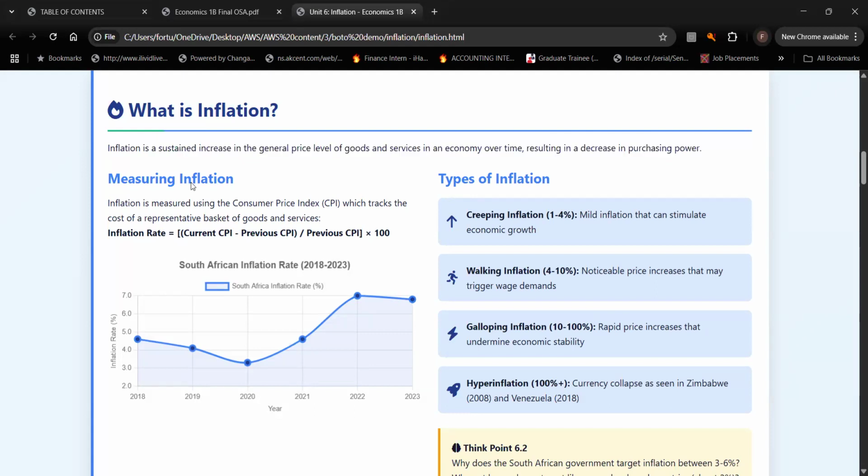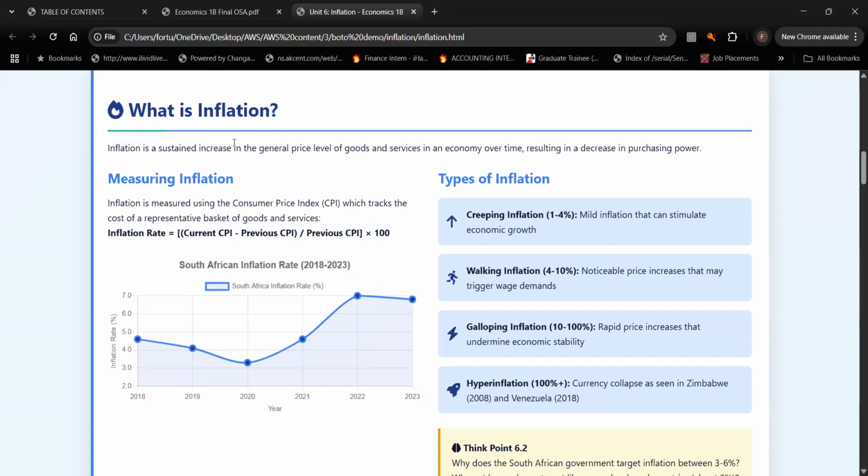But in general, inflation is defined as a sustained increase in the general price level of goods and services within an economy. So a sustained increase in the general price level is a key highlight of what is happening within that particular economy. We're not looking at spikes that happen during certain periods within a particular financial year.